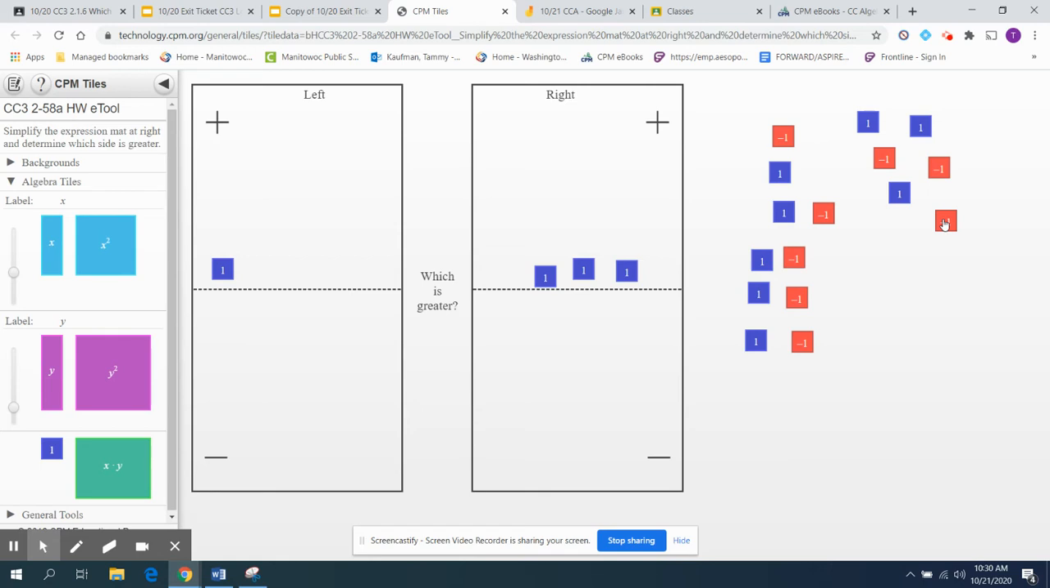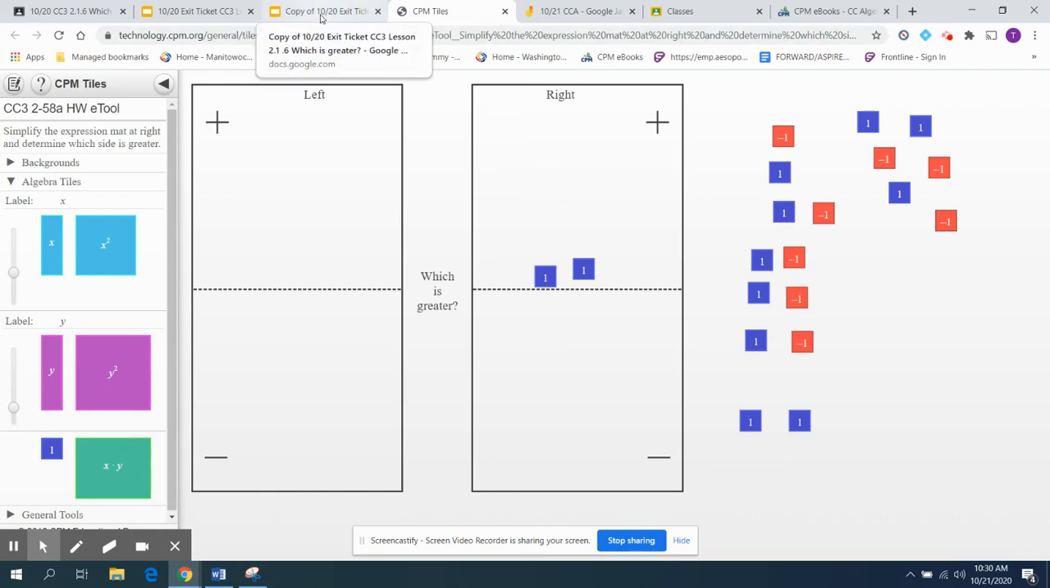I'm not fully simplified yet because I can also now take off balanced sets. So I have a unit tile on the left, and I'm going to take a unit tile off the right. Remember, I can take off balanced sets because it does change the value of both, but I'm changing the value of both those expression mats by the same value. So it's okay. All right, so what I'm left with on the left is 0, and what I'm left with on the right is 2, and I know that my right side is bigger.